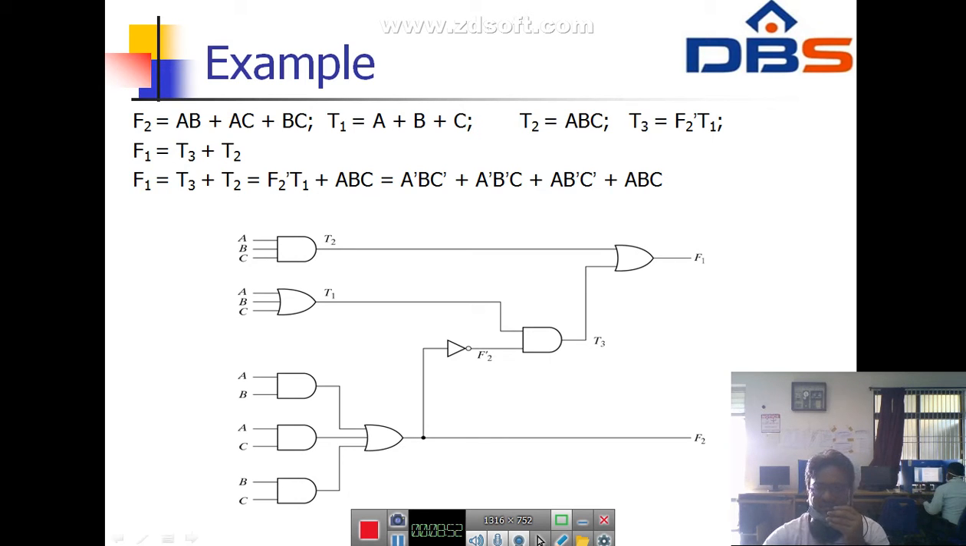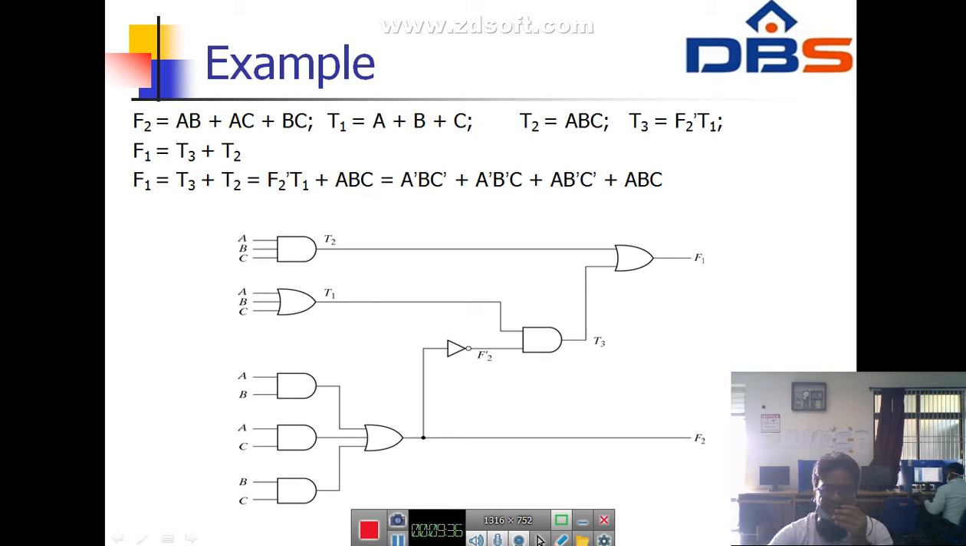Whenever we are observing T3, it is the function of F2 bar into T1. F2 is nothing but AB plus AC plus BC. To perform these functions, we require logic gates. Whenever we combine, finally we get F1 equal to T3 plus T2, where T3 is nothing but F2 dash T1, and T2 is ABC.